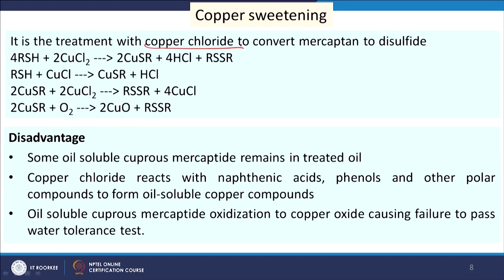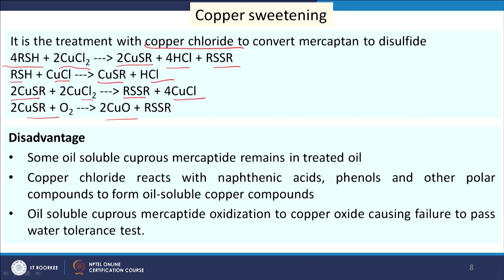Then we will see the copper sweetening process. Another process which was used to remove mercaptans was the use of copper chloride. If we use cupric chloride, the mercaptan will react with this copper chloride. So, CuSR plus HCl plus RSSR, this is the reaction. And then, if we have Cu+ chloride, the reaction will be this. The CuSR which is produced here can again react with CuCl2 and give us RSSR plus 4 CuCl, and then CuSR can also be oxidized to CuO and RSSR.